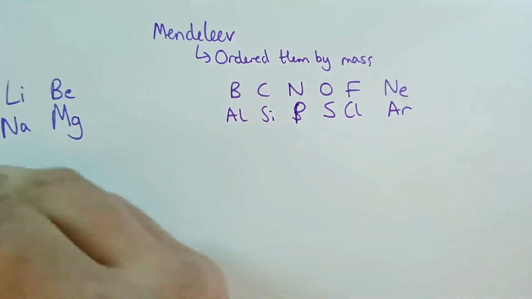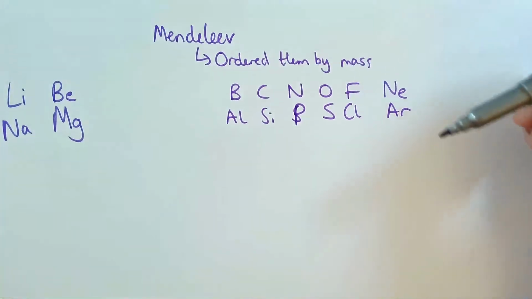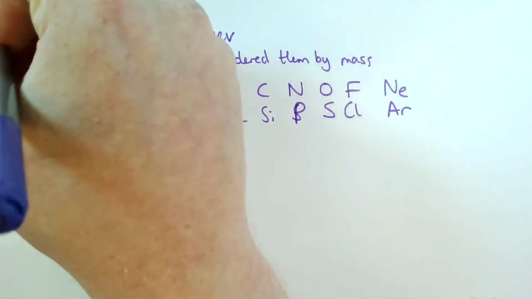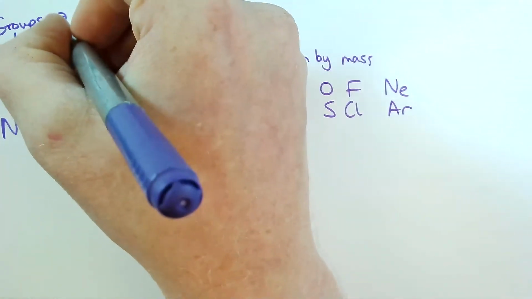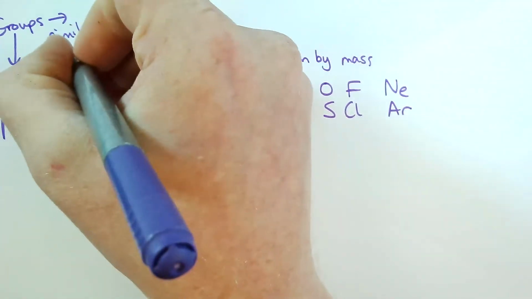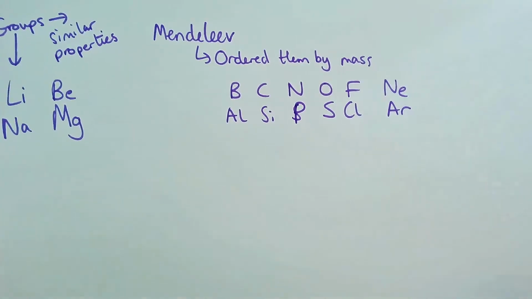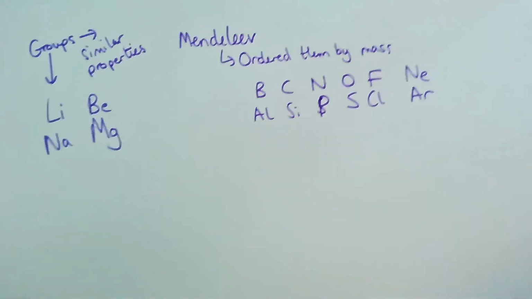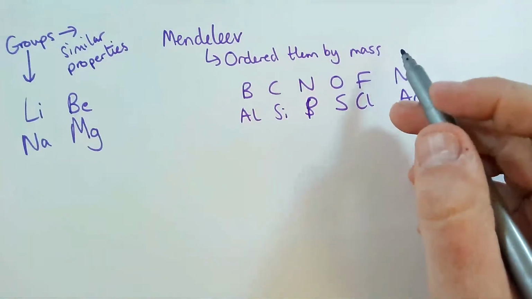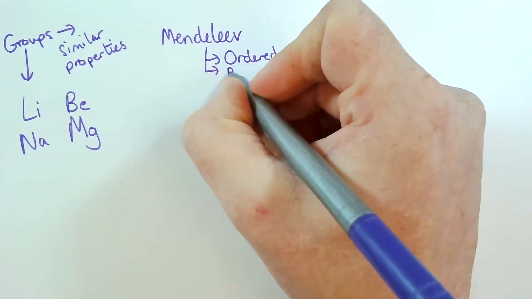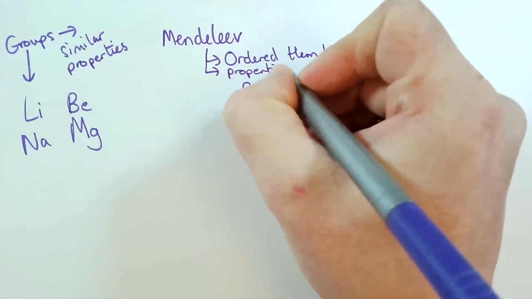Okay, and what he notices is when he starts to do this, the columns start to make sense. So these columns that we call groups, they have similar properties. Now he doesn't know why. Doesn't know anything about that. Now, this is what he does. So the two things he does is he orders them by mass. He then has properties in groups.